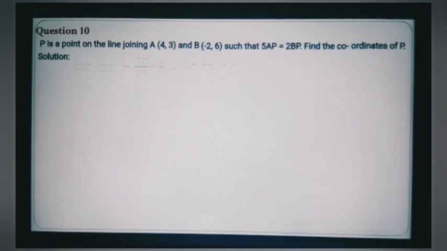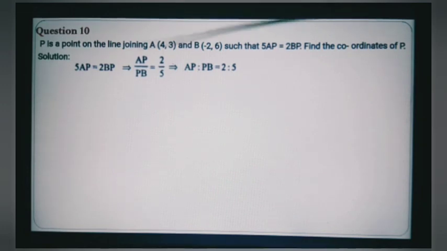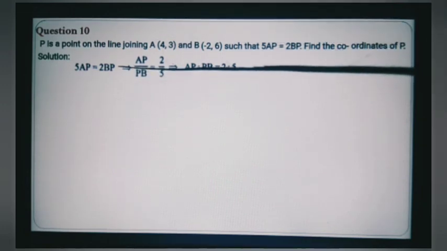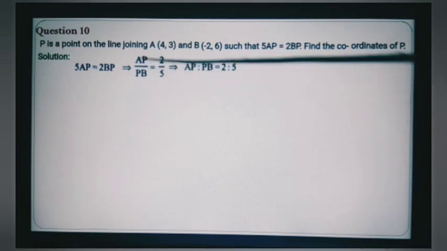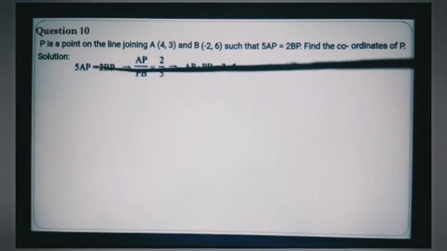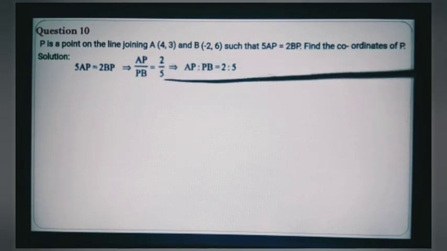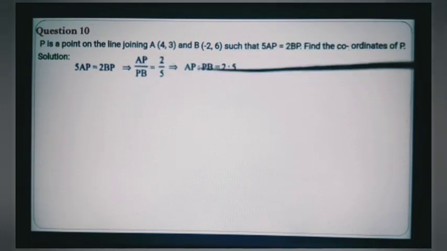How? Let's see. So this is given to me. So 5 AP is equal to 2 BP. Okay, now AP by BP or PB, right? So if you take this there, this 5 goes to the denominator, so you'll get 2 by 5. That is AP is to PB is how much? 2 is to 5. So we already found the ratio as well.